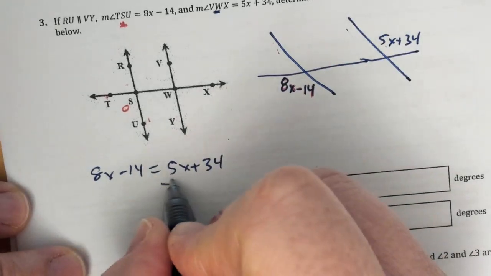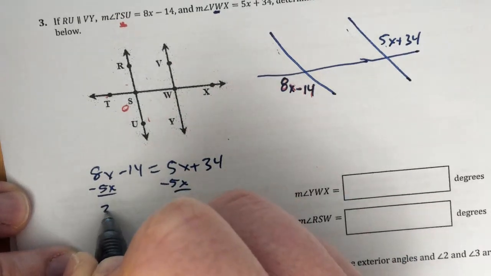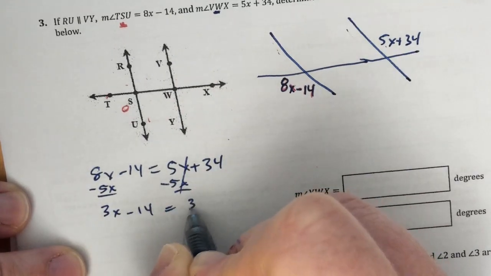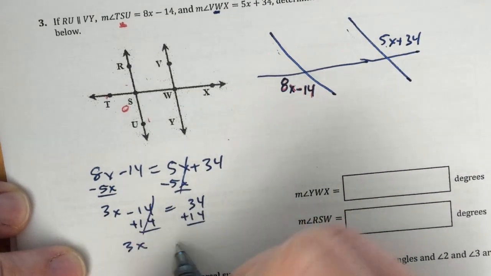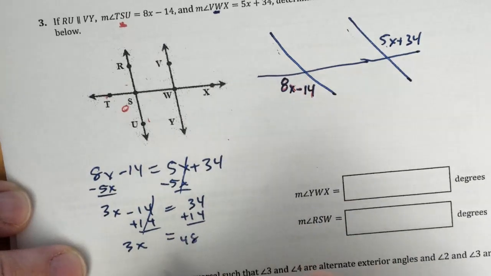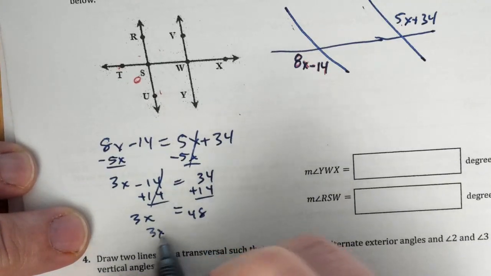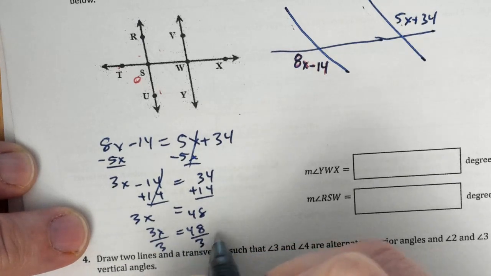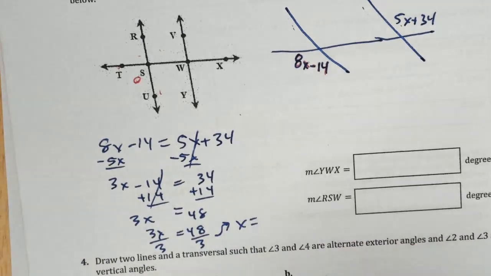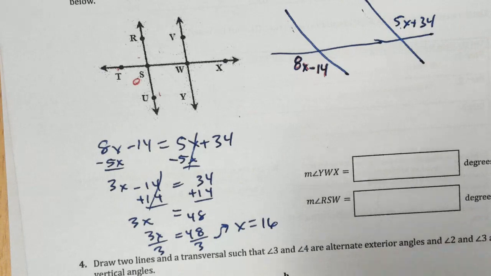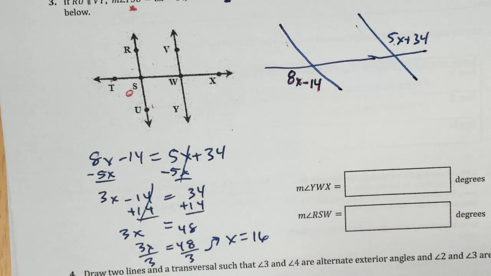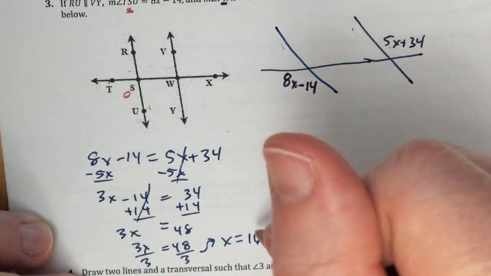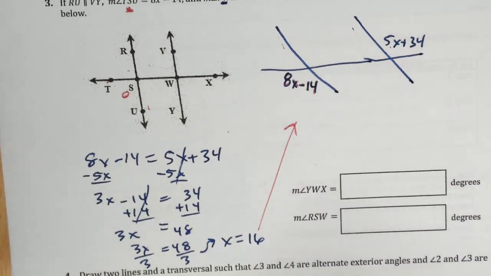Okay, and solve. So I'm going to subtract 5x from both sides. We get 3x minus 14 is equal to 34. Add 14 to both sides. You get 3x is equal to 48. We're going to divide by 3. I'm just showing more work than I need. Okay, and we get x is equal to 48 divided by 3, and we get 16. All right, so x is 16, right? Now that we have x, we plug it back into the picture.